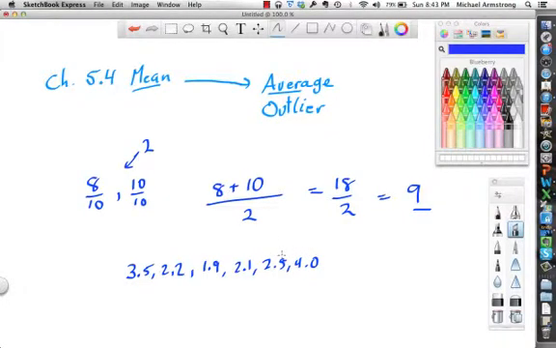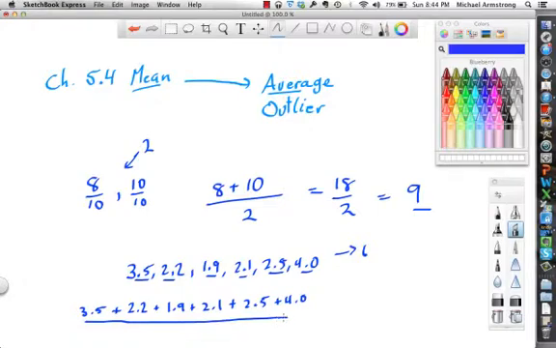Okay, so we get these numbers, and we're going to add them all up and divide by the number of numbers. There's 1, 2, 3, 4, 5, 6. So there are 6 numbers. So we want to remember that. 3.5 plus 2.2 plus 1.9 plus 2.1 plus 2.5. So this is for a set of students. We could find out what the mean grade point average is by dividing by 6.